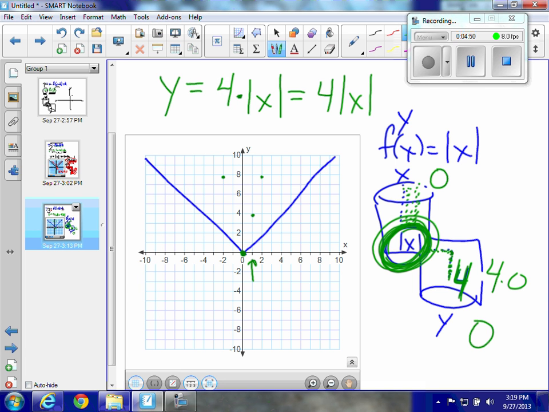It does not move up 4. It does not move to the left or right 4. I am multiplying that value by 4 before I give you my particular y. So my vertex is the same. And now let's just do one other number on the other side of the vertex.